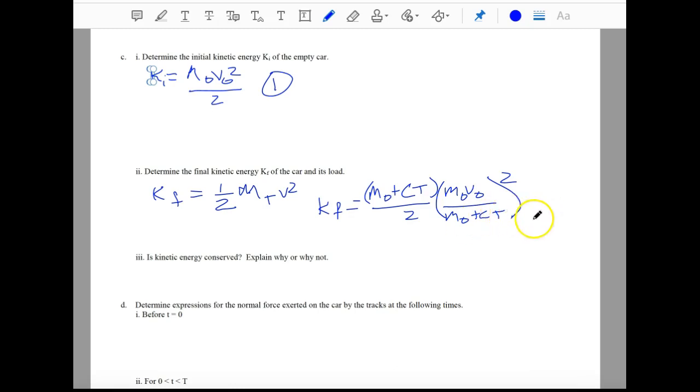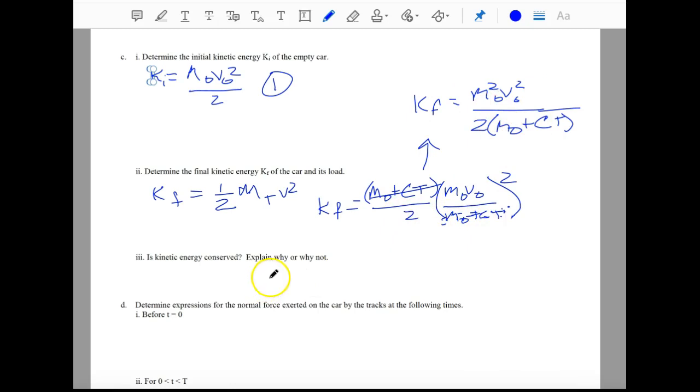If you wanted to, you could simplify this. Final kinetic energy is equal to M0V0, and these are both squared. So there's that M0V0 squared, and then we're going to take that over 2 times M0 plus C times T. If you square the top, you get this. If you square the bottom, then you can cross one of these off with one of those down here, and then we're just going to put a dotted line through, just to show that we're only going to get rid of one of those, so that's 2 times this.